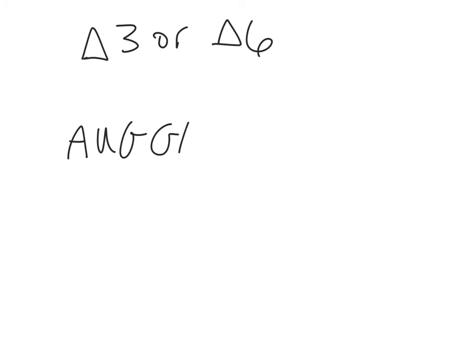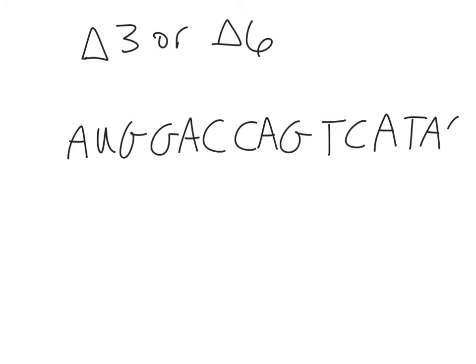So if you delete multiples of 3, deletion of 3, or deletion of 6 nucleotides, make up another messenger RNA sequence here. We've got a start codon, we've got a reading frame, and we've got a stop codon.